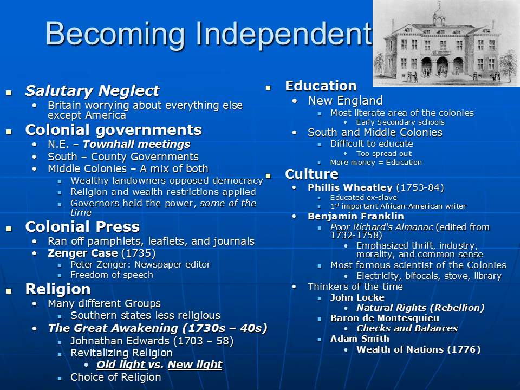Phillis Wheatley is an ex-slave who becomes a very prominent African-American writer. Benjamin Franklin, who is also an ex-slave, ran away from his brother, who was his master, and finds himself in Philadelphia, and from there he becomes the equivalent of a rock star. People know him all over the colonies and then all over the world, especially when he goes to France during the Revolution. And then, of course, the ideas that are now being spread, Locke, Montesquieu, Smith, Hobbes, are contributing to that American identity.